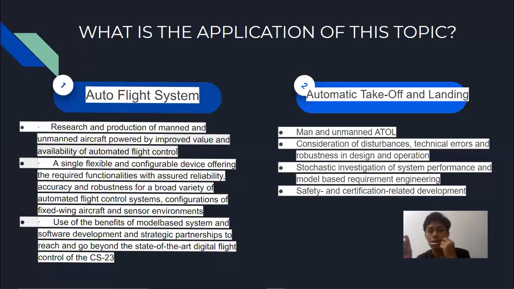So it is required for automatic and not manned. So there is unmanned takeoff and landing. So that is all. Next.